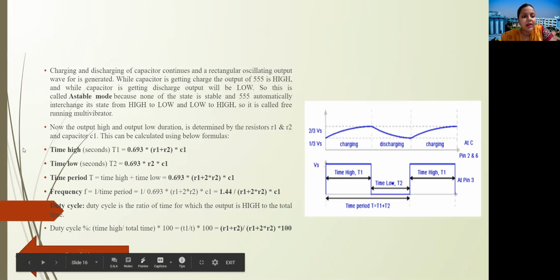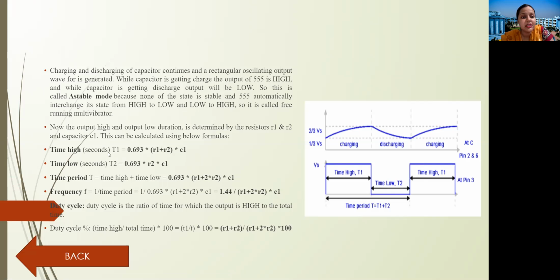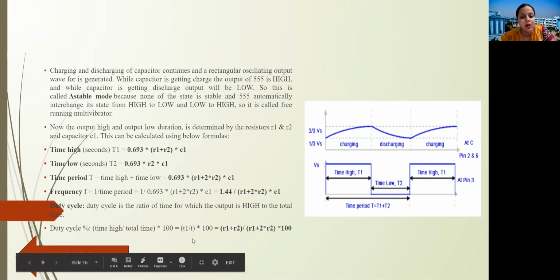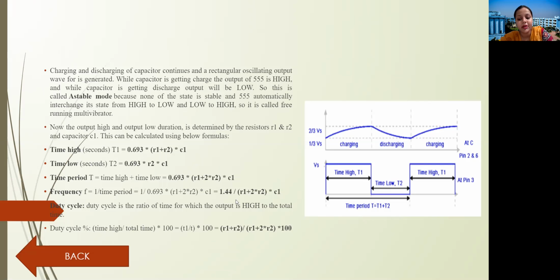Now how can it be defined? See here, time high, which is the charging time, is 0.693 into R1 plus R2 into C1, whereas for discharging time, it's only R2 into C1. So this discharging time is low. The capacitor gets discharged earlier. So the total time period will be the sum of these two, and frequency will be the reciprocal of the time period. So this is all about the astable multivibrator using 555 timer.